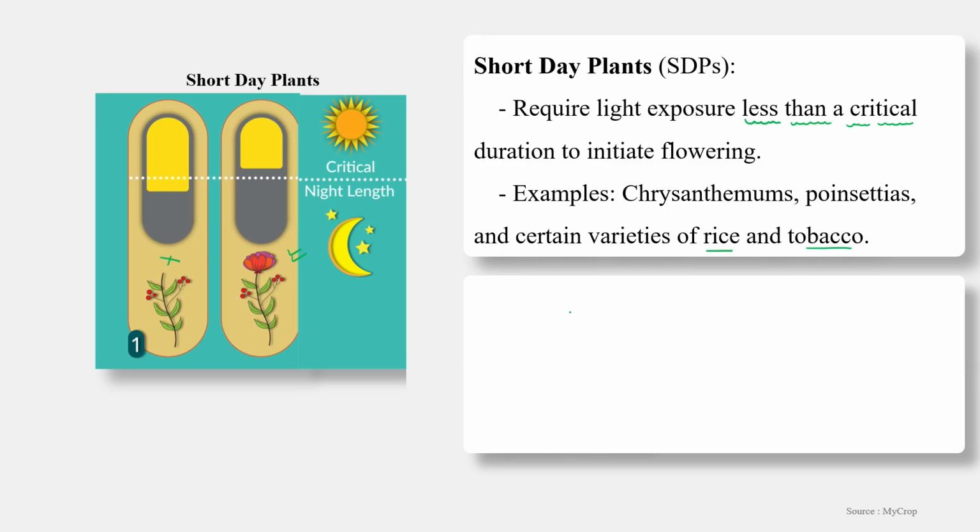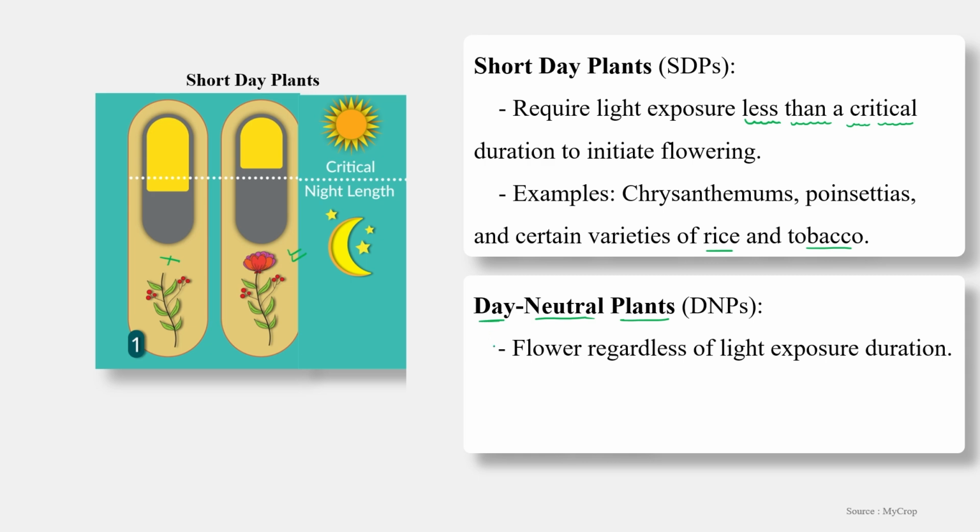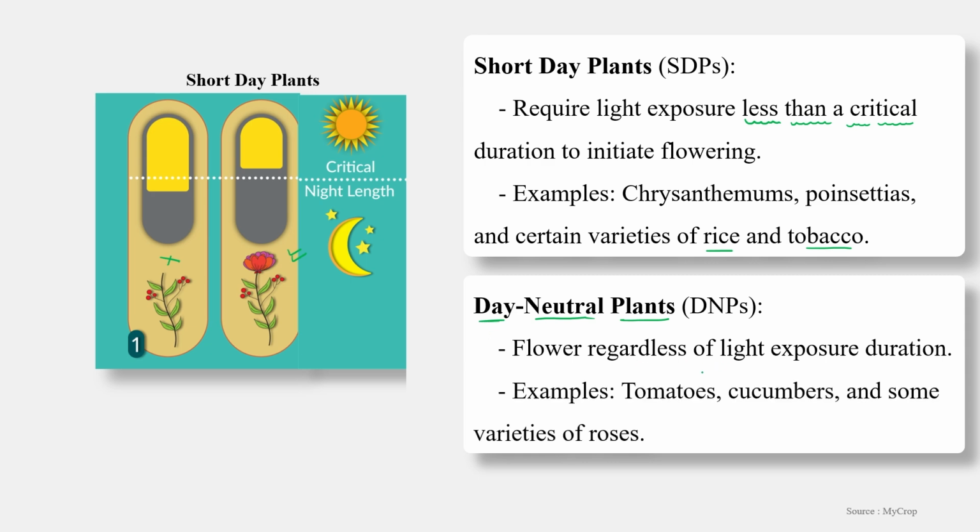There is a different category also present, which is known as day neutral plants, which flower regardless of light exposure duration. Examples: tomato, cucumber, and some varieties of rose come under day neutral plants. They are not dependent upon the duration of the light.